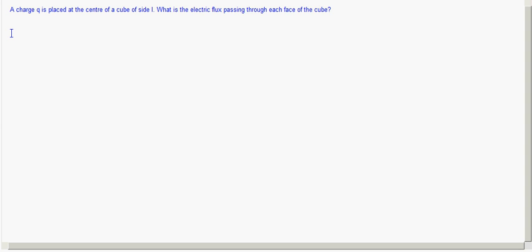First, here charge Q is placed inside a cube. Side of the cube is L. So what is the electric flux passing through each face of the cube? First you find out the total flux linked with the cube, and we know there are 6 faces for a cube. Because here the charge is placed at the center, the electric flux is symmetrically distributed through all the 6 faces. Here also we can apply same Gauss law.